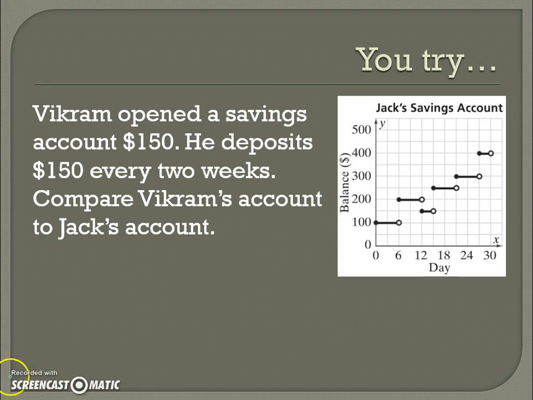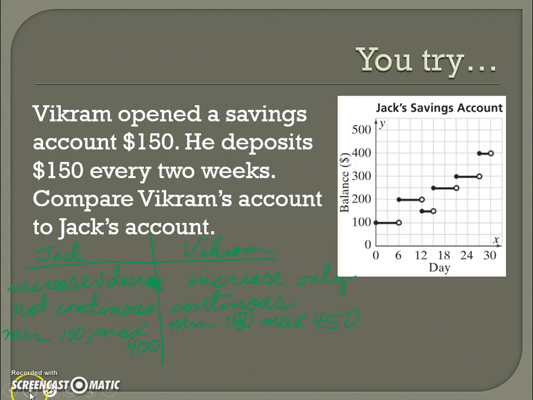The answer will be up in 3, 2, 1. And here you go. So Jack's would all be the same. Vikram, his only increases. It's continuous because it's the same thing every time. It's a minimum of 150, and then two week periods or 4 weeks go by, so he deposits 150 twice for a max of $450.